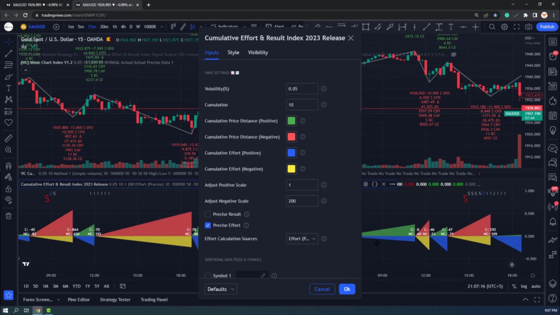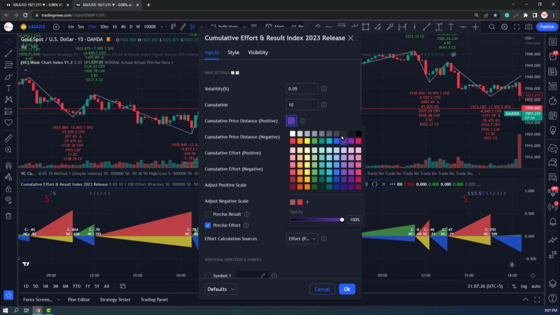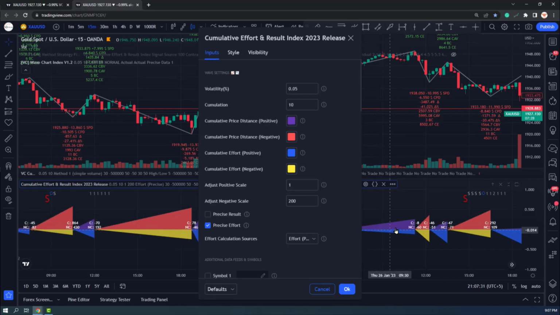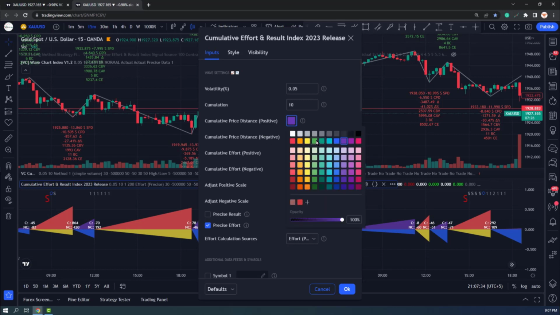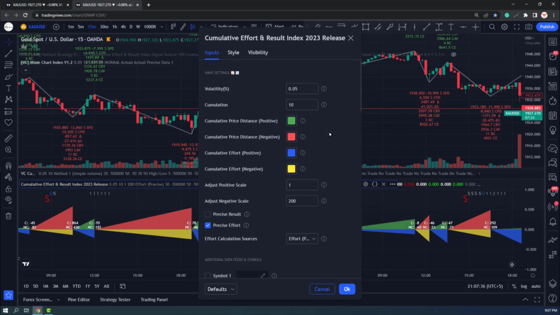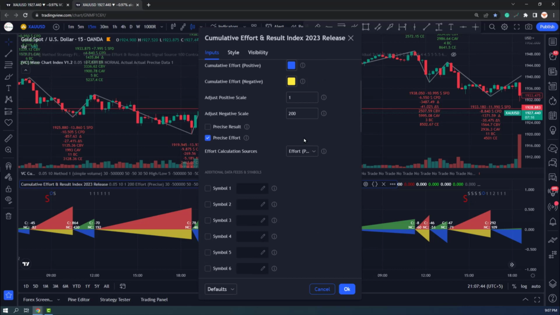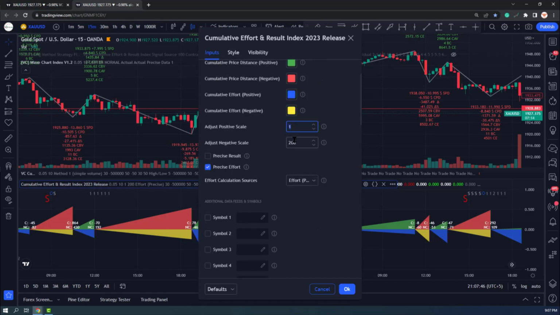Here you can change the colors of these waves, the graphical wave. For example, instead of green, if I want to see it in purple, you see here the green color will change to purple. But the green is fine. This is very normal, usual stuff. I am not going to explain it. This is very important: adjust positive scale, adjust negative scale.